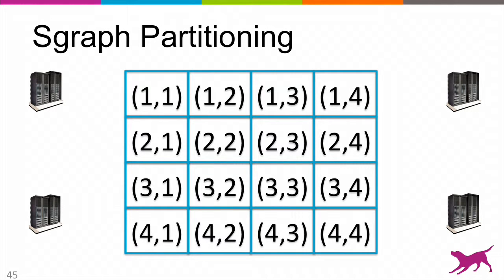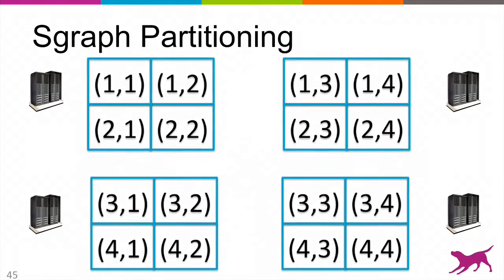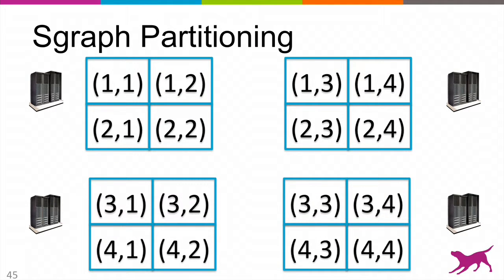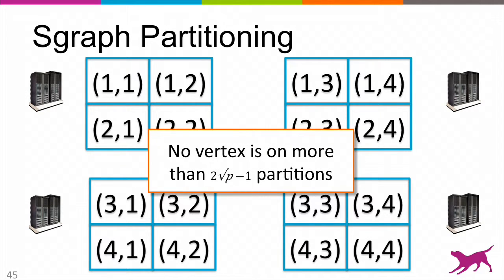Once again, we have this edge representation. We're going to cut it across 4 machines. How do we partition this? Very simple. Each machine takes a little square of the set of edge partitions, and no vertex is on more than 2 square root of p minus 1 partitions. This can be shown to be much better than the random cut.